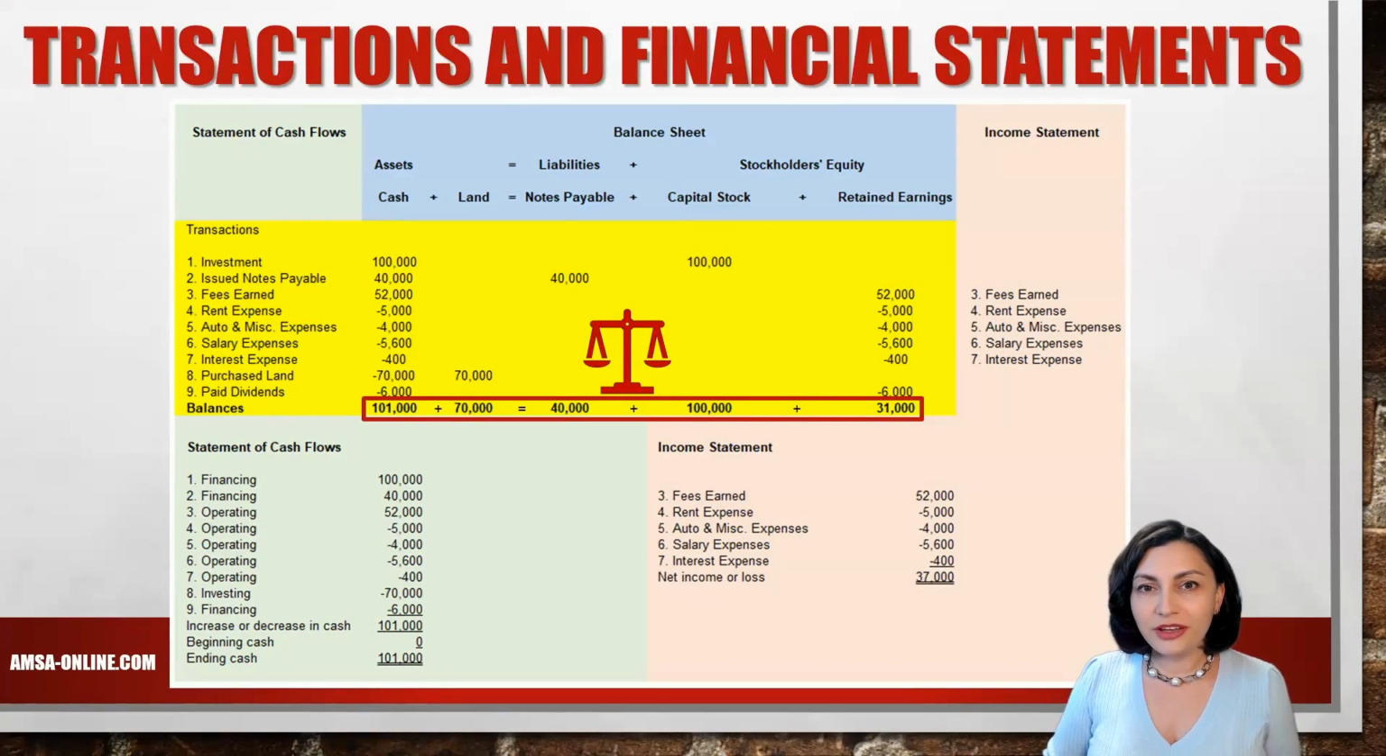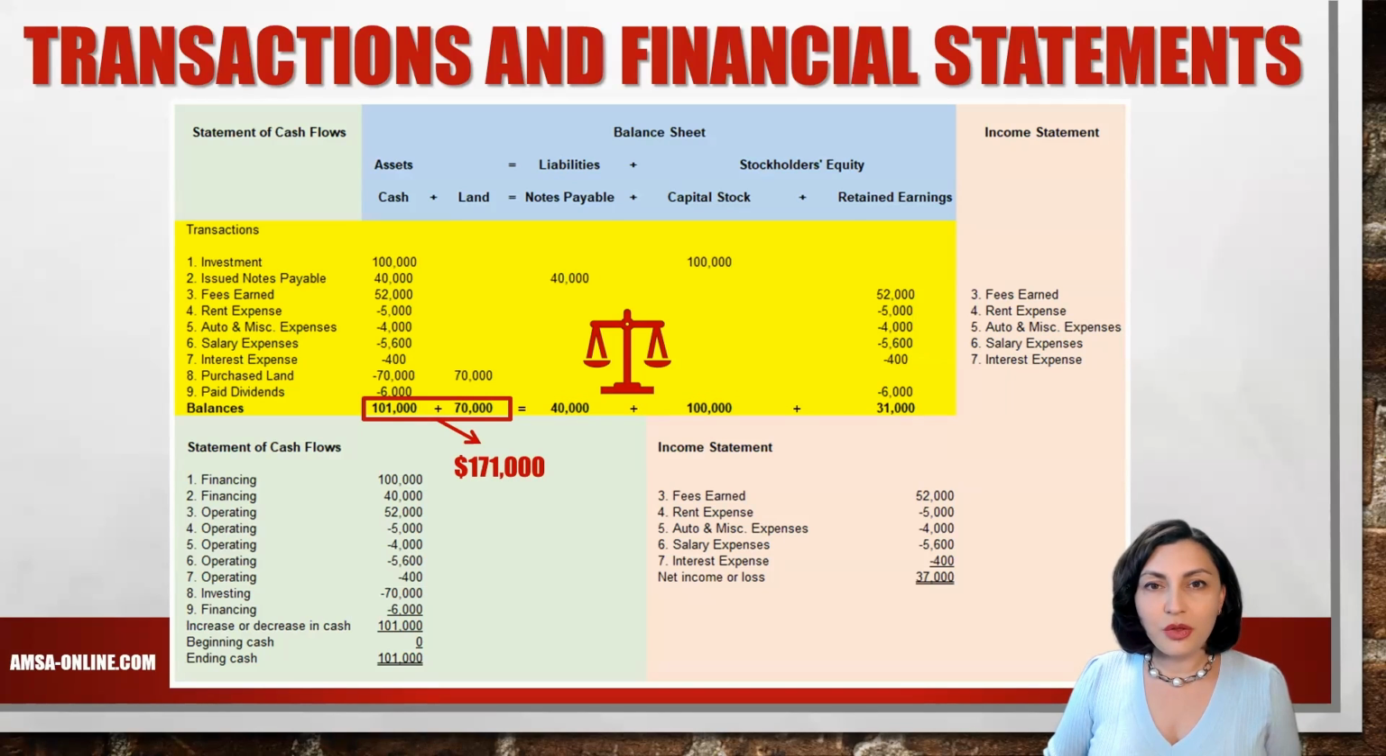Let's check whether the accounting equation balances after all these transactions. Remember that assets must be equal to liabilities plus stockholders' equity. The accounting equation must always balance, as every asset a business owns has been acquired solely from the funds provided by its owners or creditors.